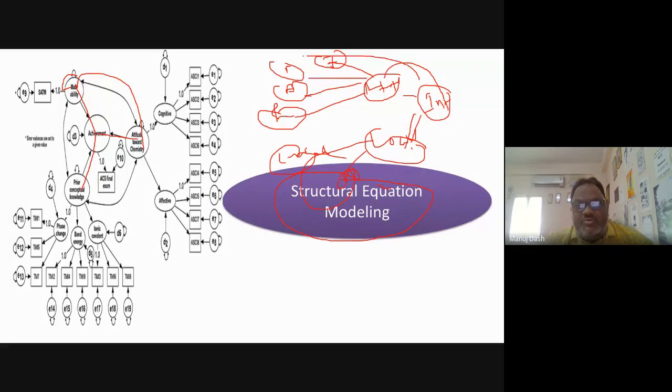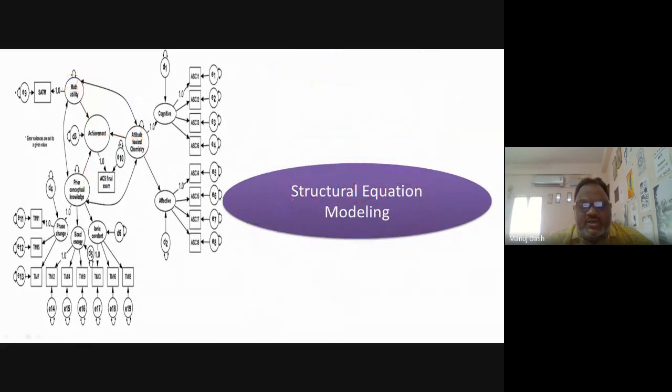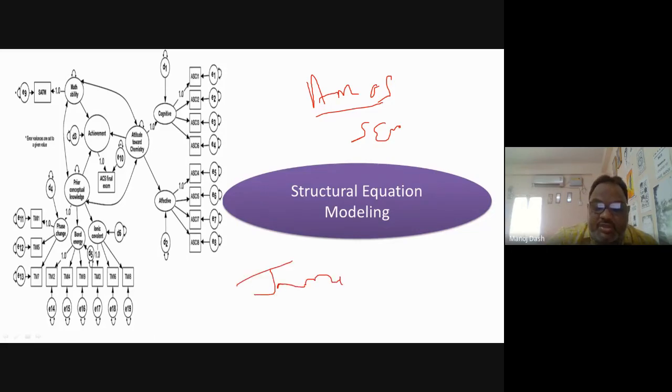So if you're interested to measure the relationship between variables, factor to factor, that can be solved with the help of structural equation modeling. And there is software called AMOS. So AMOS software we can use. But today, there is one important open source software available, that is called Jamovi. Do you know this Jamovi? Anybody? Hello? No, sir. This is open source software.